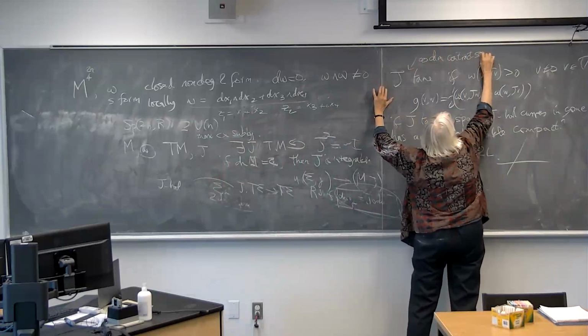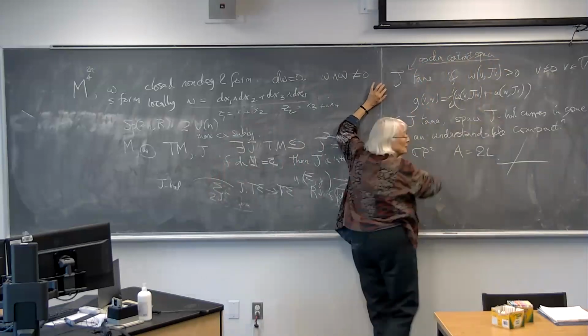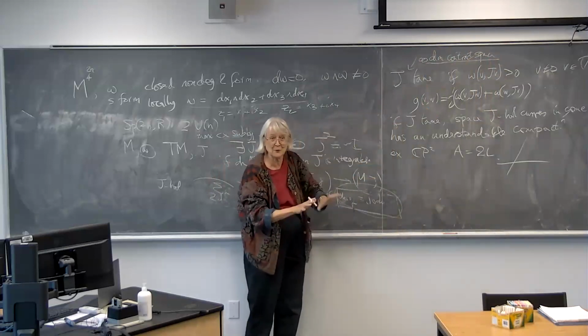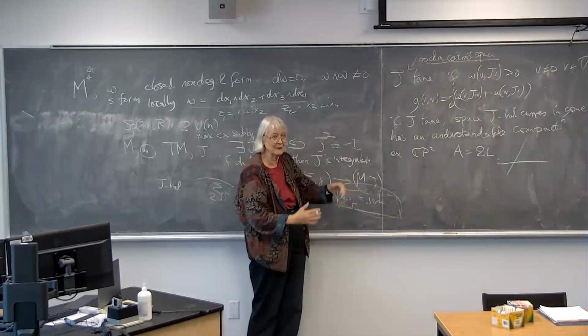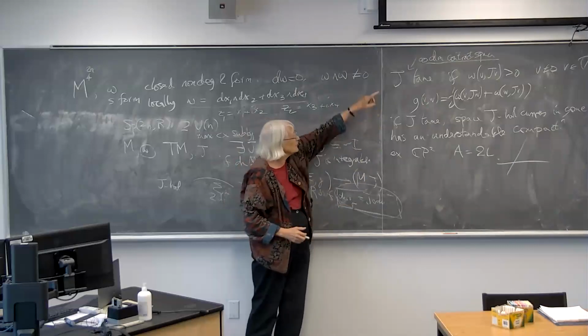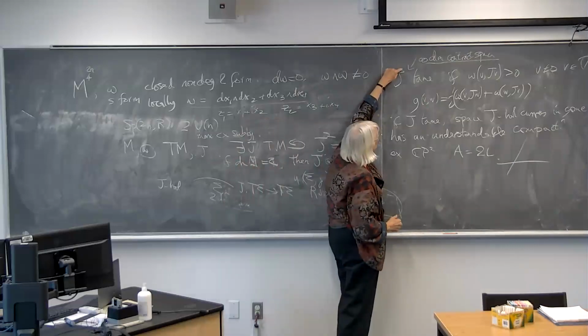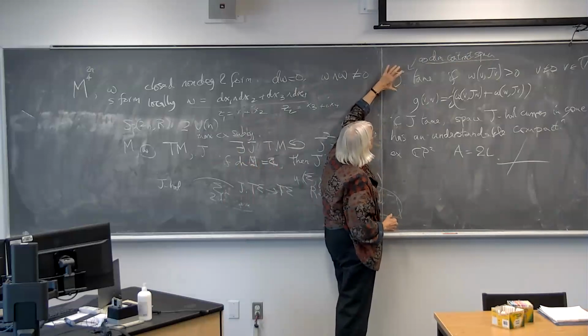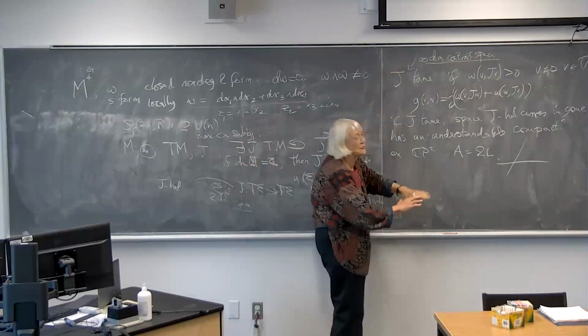So you have a huge amount of freedom. It's very, very different from complex geometry. You fixed your integrable J and that's it. Here you've got this huge infinite dimensional space of possible choices. But if you fix one, then you can choose a generic one.